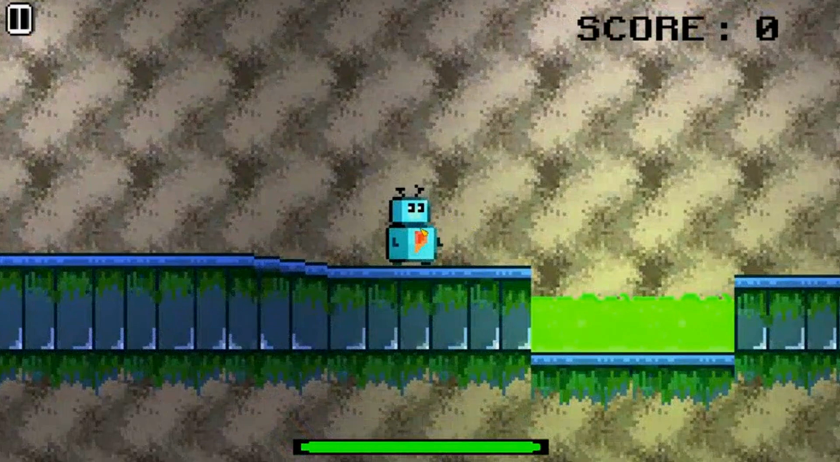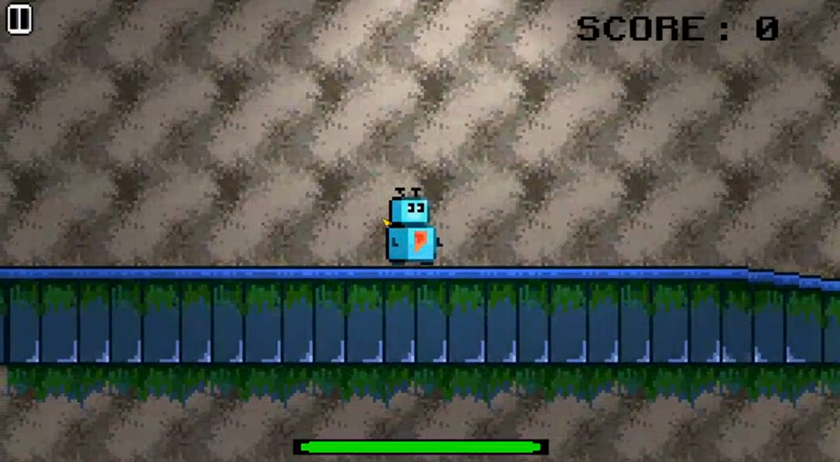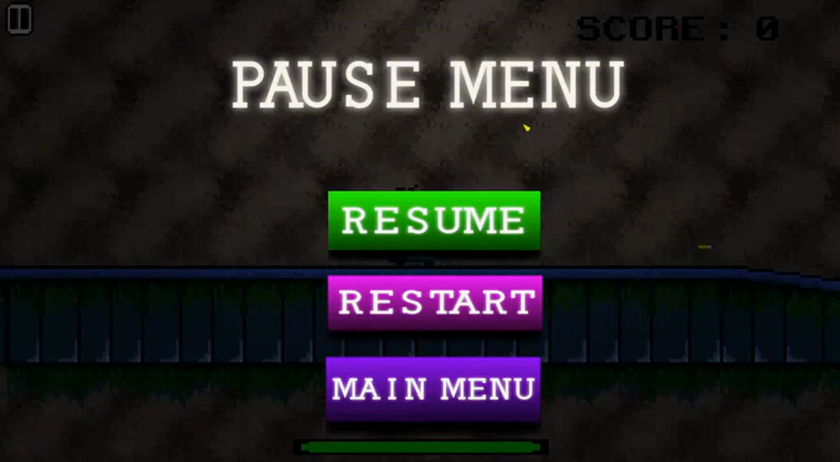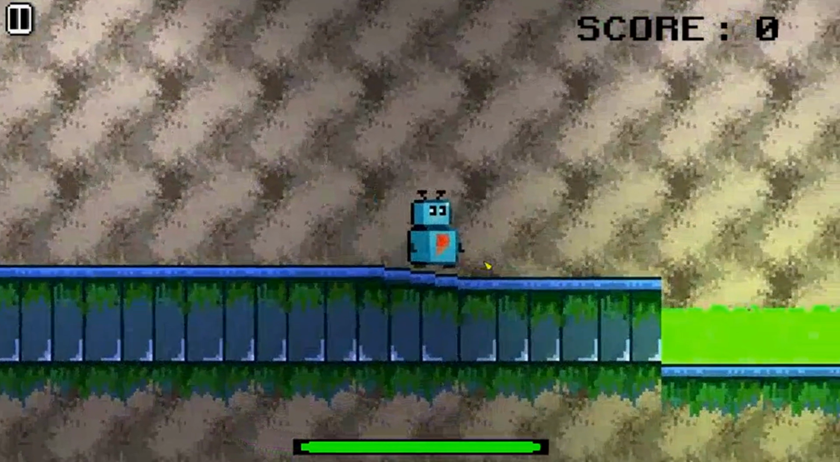This is our robot, and this is the sewer, and if you jump into it you die. And this is the menu button. This is the menu of our game. And so let's traverse through these levels.